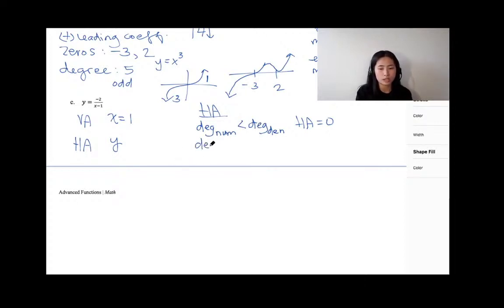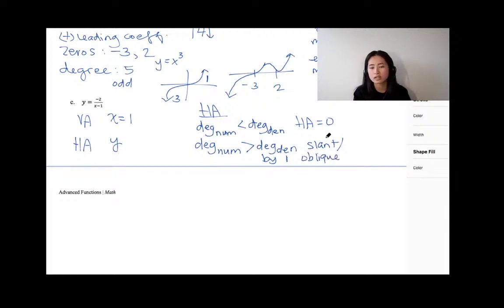Now, moving on to when the degree of your numerator is greater than the degree of your denominator, and it's only by 1. Okay, so why are we emphasizing that it's only by 1? Well, if it's by 1, that means you're going to assess whether you have a slant asymptote as opposed to a horizontal asymptote. You call this slant or oblique, depending on which your teacher prefers. So it's slant or oblique asymptote.